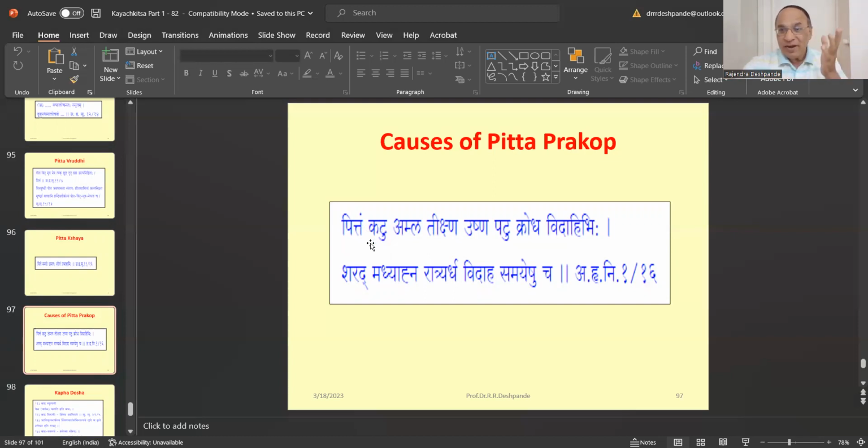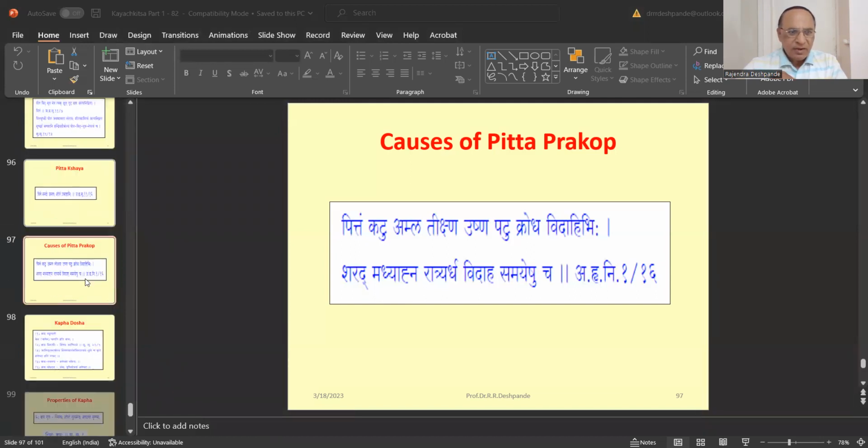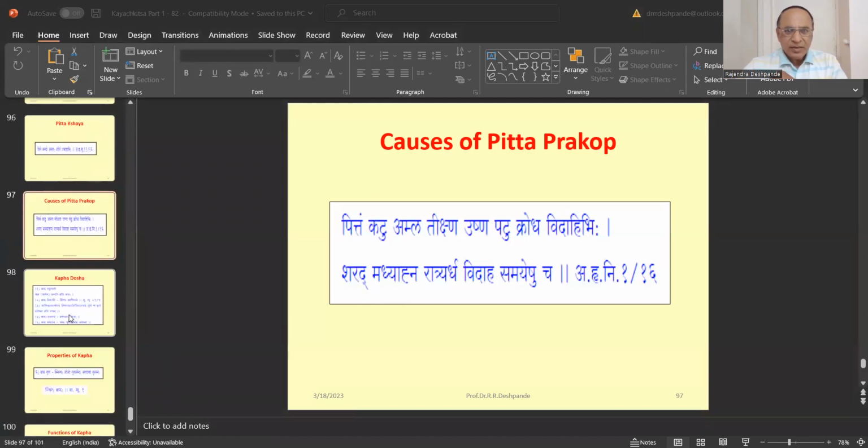Krodha, even the psychological factors. If you always have a hot temper, your body Pitta will be disturbed. Vidahi is like irritating food. Sharada Rutu, October heat. Madhyahna, in the midday hot sun. Ratriardha, in the midnight. Vidaha Samaya. All these factors, faulty diet, faulty food, faulty lifestyle, and faulty thinking process will hamper the Pitta or cause the Pitta Prakop. Next, causes of Pitta Prakop, I think we are on 97. Now I will try to go further, 98.